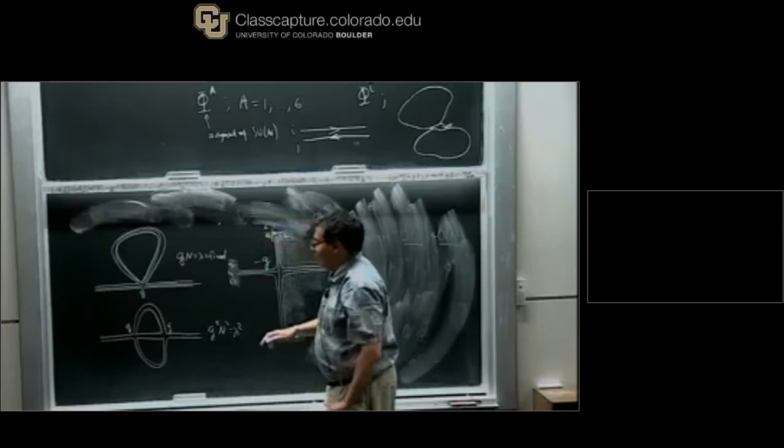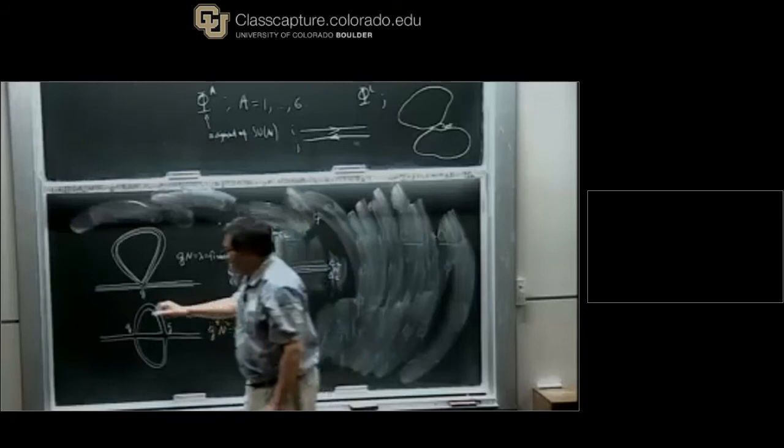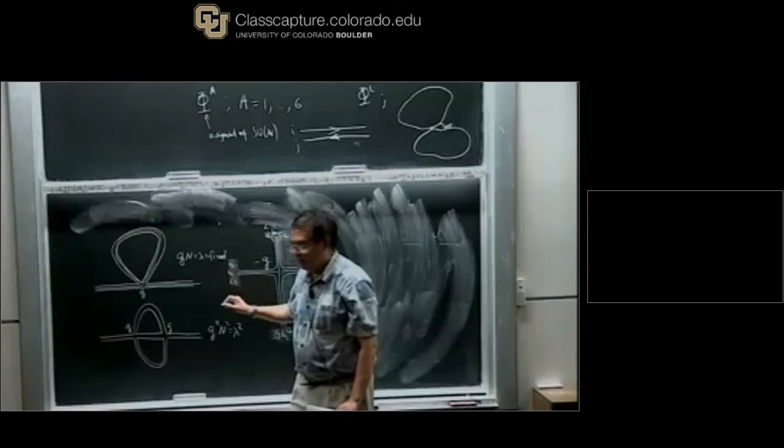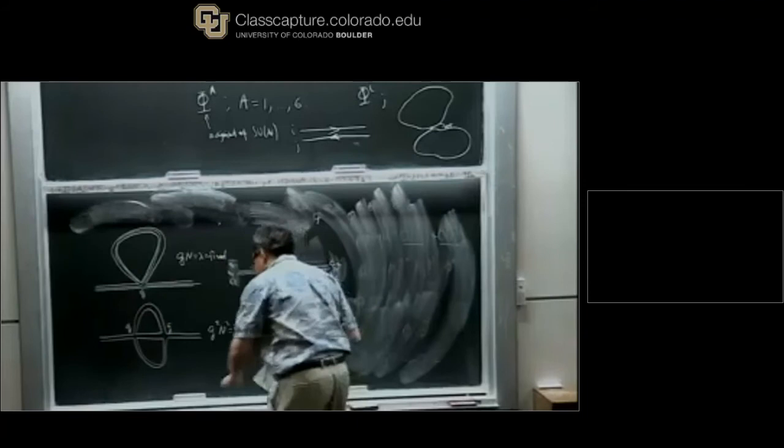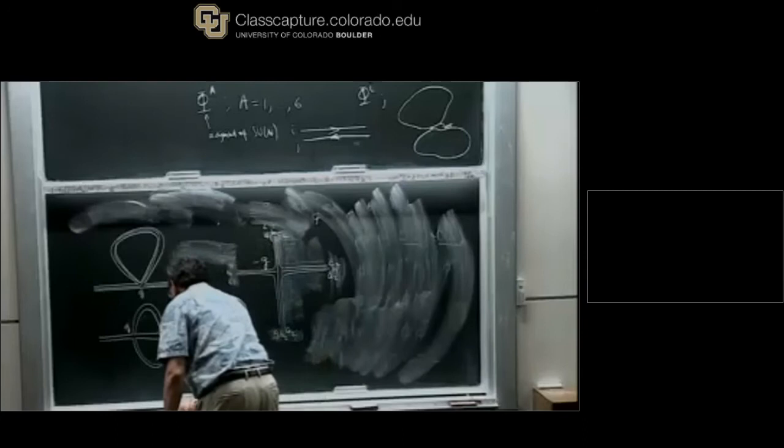And now let's count the number of loops, right? You see that the green one did not contribute any loops. It's still only one loop, this blue loop here. So now this graph therefore still has weight gn, just like in the matrix case. So this still has gn.